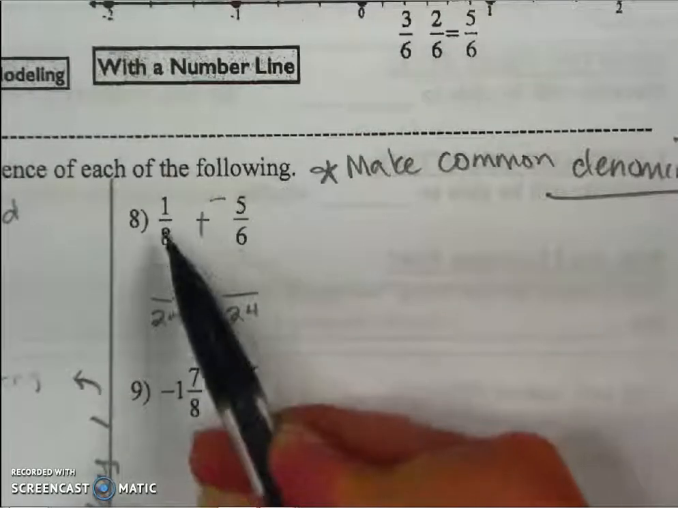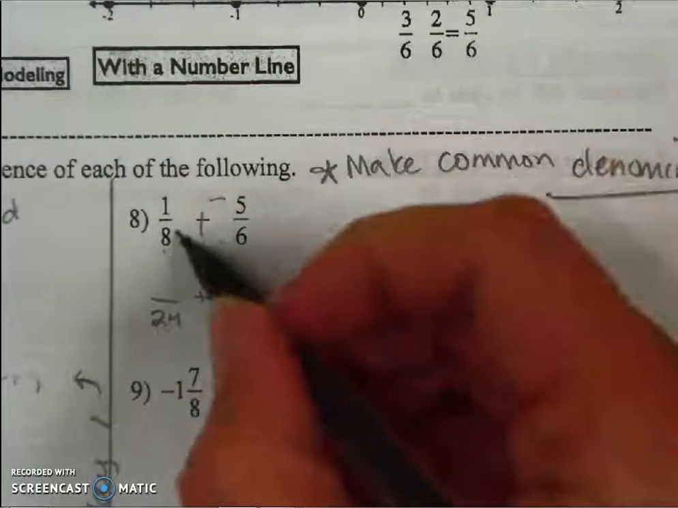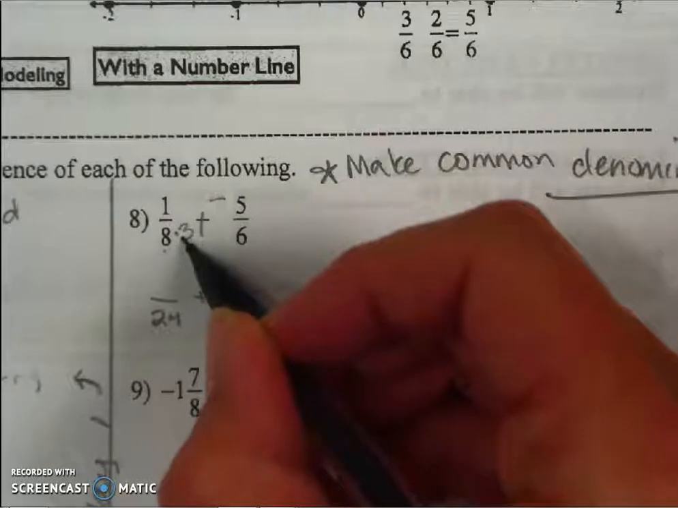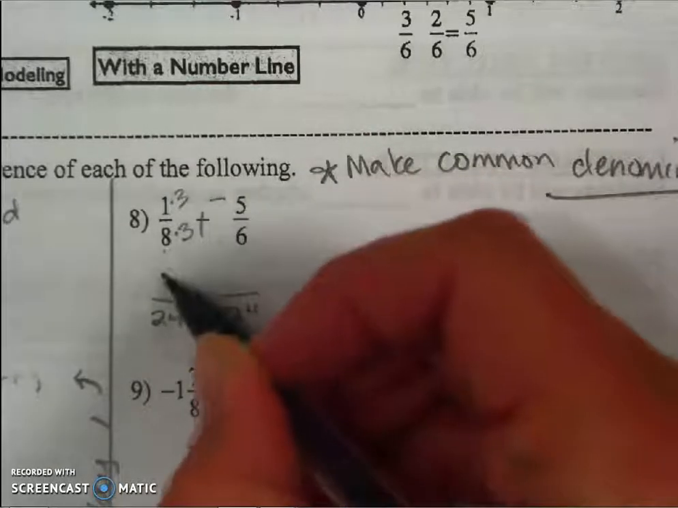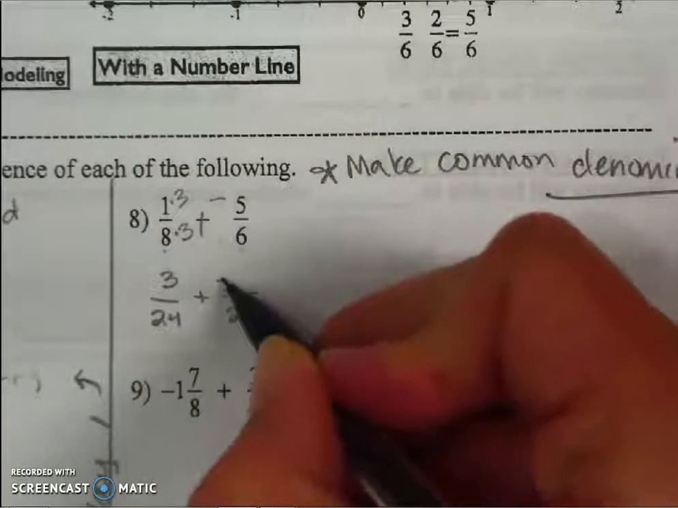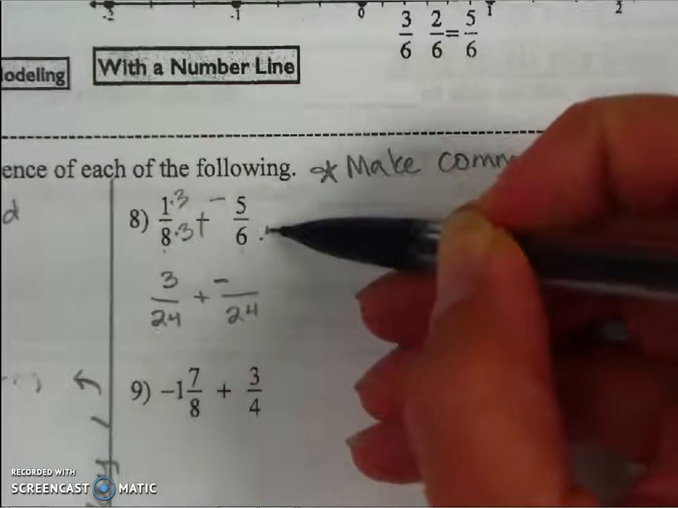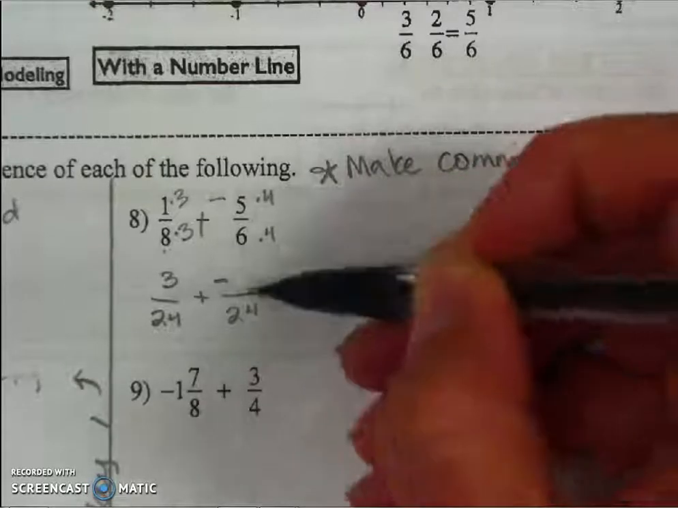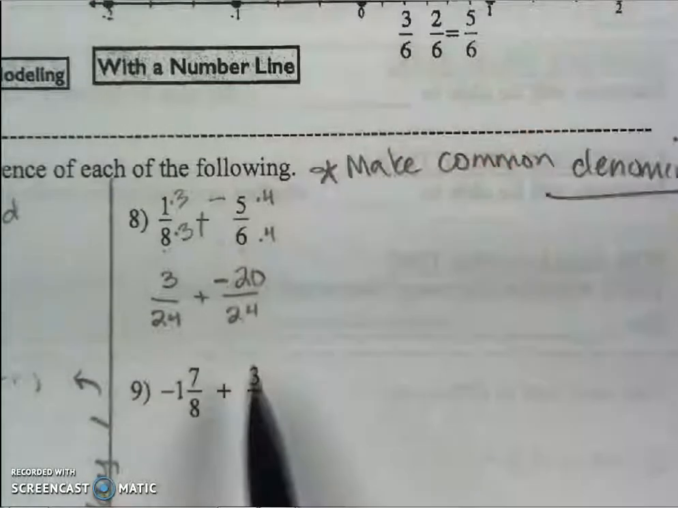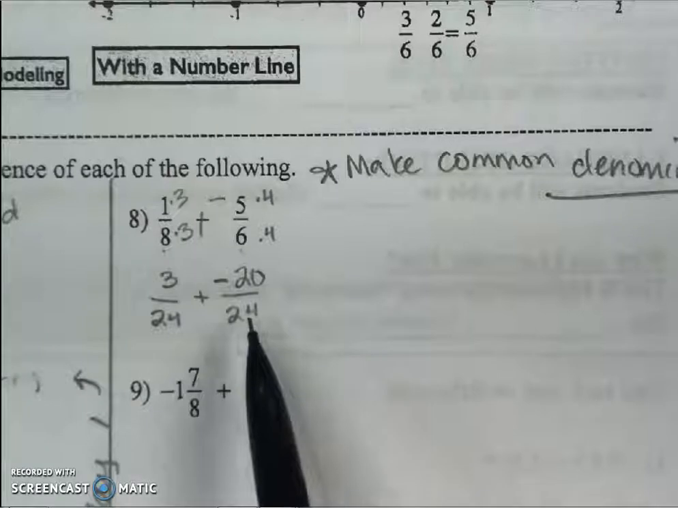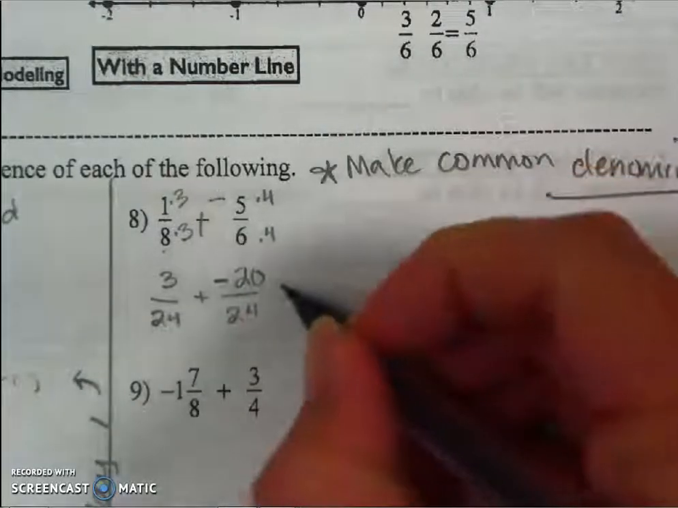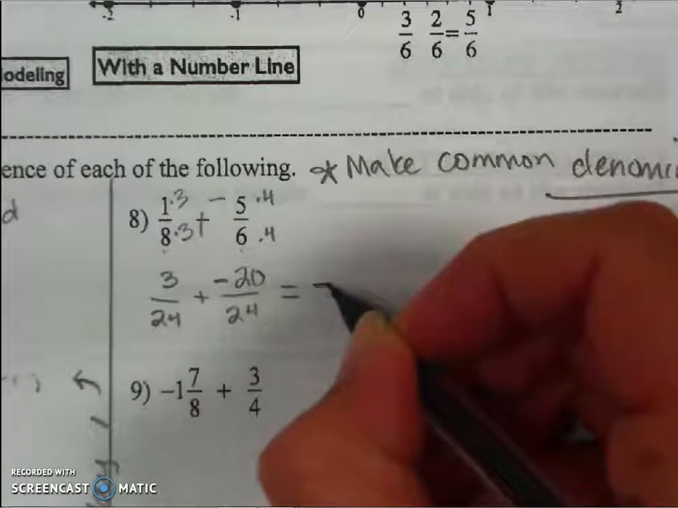So 24ths, how did I get to 24 from 8? Well, I had to multiply by 3, and whatever I do to the bottom, we match up top. So that's going to be 3/24ths plus negative. Okay, how did I get to 24 from 6? Well, I multiplied by 4, and 5 times 4 is going to be 20. And so now I can see which one I have more of. I definitely have more of this one. And so that tells me I have more negatives. So we know already the answer here is going to be negative.